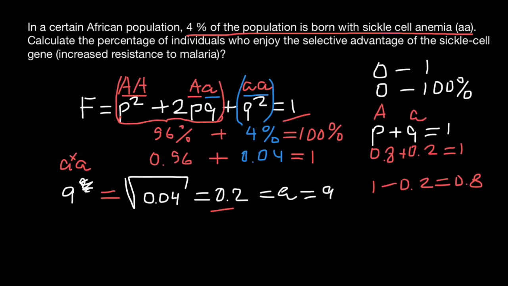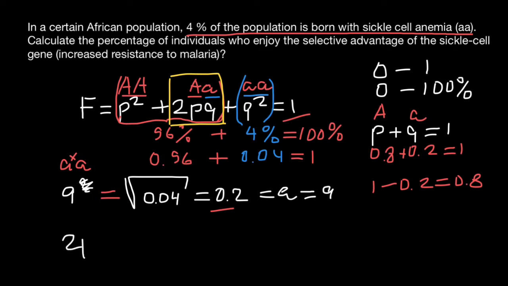Now let's return to our question. Calculate the percentage of individuals who enjoy the selective advantage of the sickle cell gene. And that means the question asks the percent of the people who belong to this group. So they have one normal allele and one defective. But having such a genotype in Africa is advantageous compared to, for example, this genotype, because this genotype protects from sickle cell anemia. So we just have to use this part of the formula.